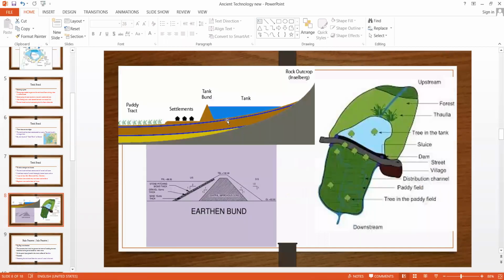So now see here. This is a cross section of it. Now see here, this is the tank bund. This is the water that has been collected. According to the natural gradient of the land, this has been constructed. There is no removing of soil. So to construct large tanks, they have not removed any soil. Only according to the gradient of the land, these have been gathered, and these are the settlements, and these are paddy tracks. So the water is taken by canals to paddy tracks.